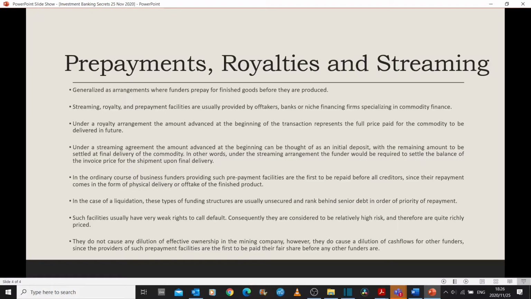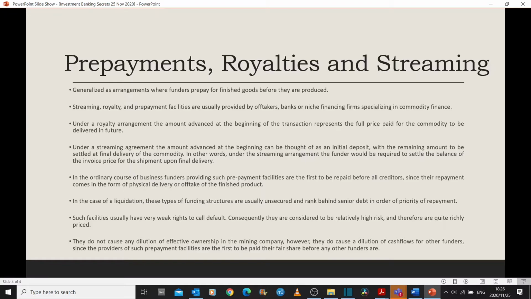The third variant, a streaming transaction, is exactly like a royalty, in that you pay the mine on day one and the mine delivers a percentage of its production to you, but you just have to pay a discounted price for that production. So let me give you an example.